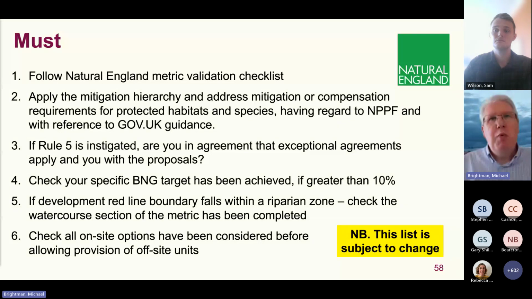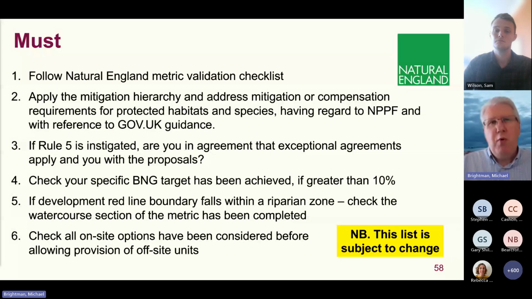Now, the next one is really important to understand, and it's one where LPAs and landowners might not be fully aware of as yet, and that concerns the riparian zone. Let me first of all explain what the riparian zone is for the non-ecologists. The riparian zone is the area of land on the bank top of a river extending 10 meters from the top. So you go up the slope of a river, where you get the change in slope, you measure 10 meters from there outwards, and that's the riparian zone.